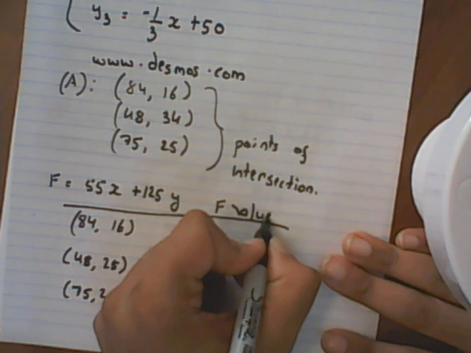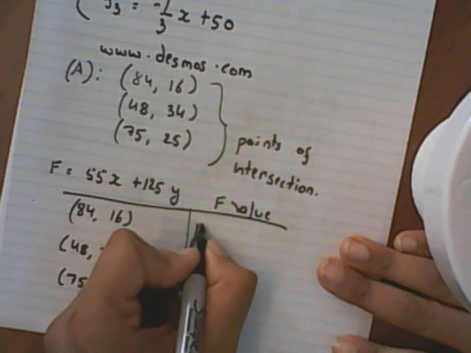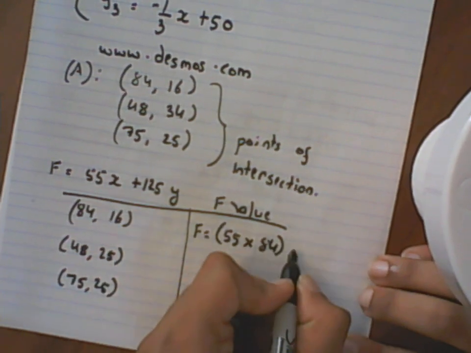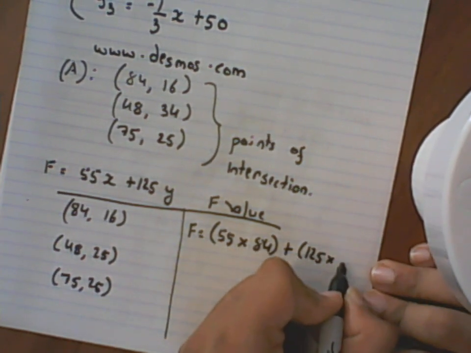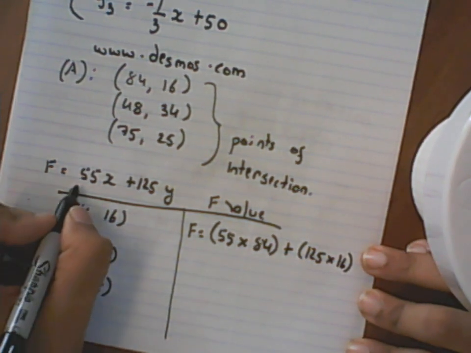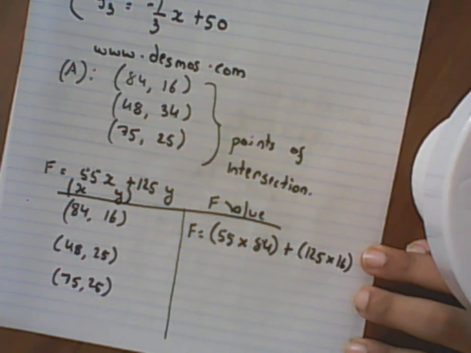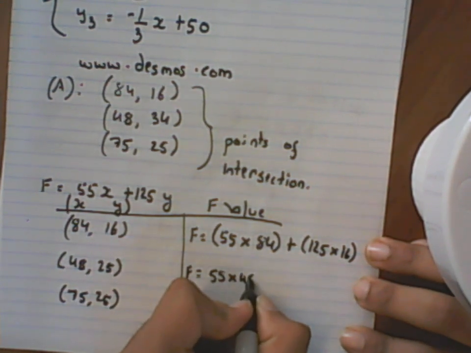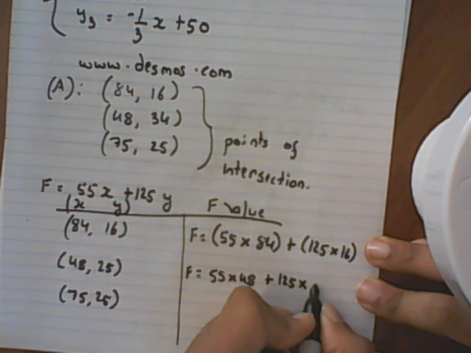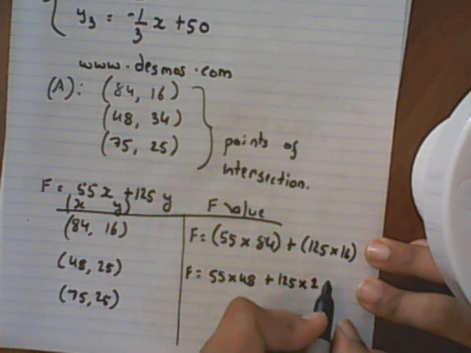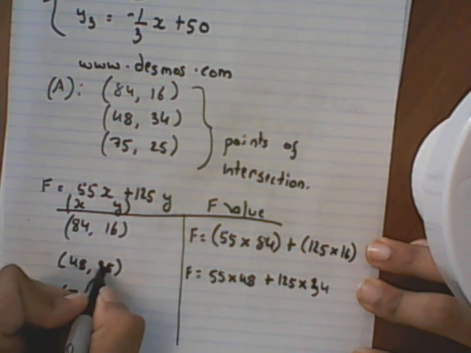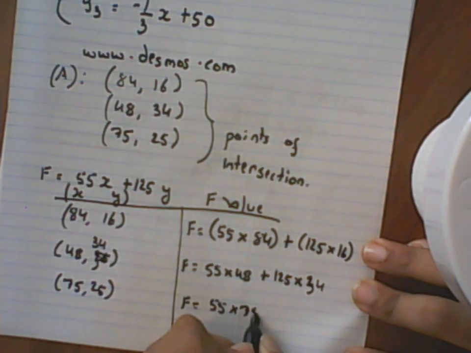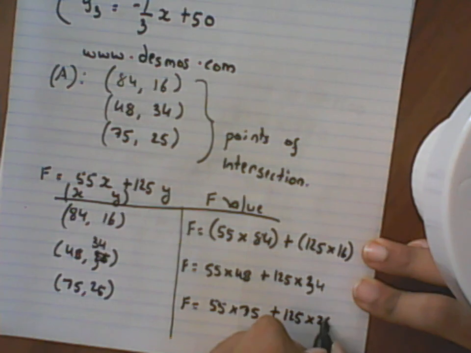F value. What is my f value here going to be? F is going to be 55 times, what is my x value here? It's 84, plus 125 times 16, because this is your x value, this is your y value. That's what you're trying to find out. Similarly, let's do the same here. F is equal to 55 times 48 plus 125 times, it's actually 34 if I'm not wrong. That's my mistake. And here it's going to be 55 times 75 plus 125 times 25.